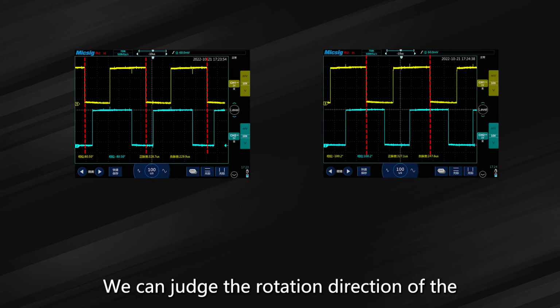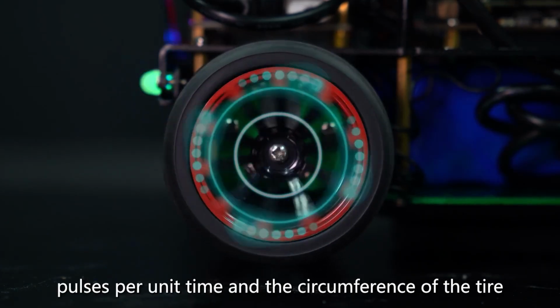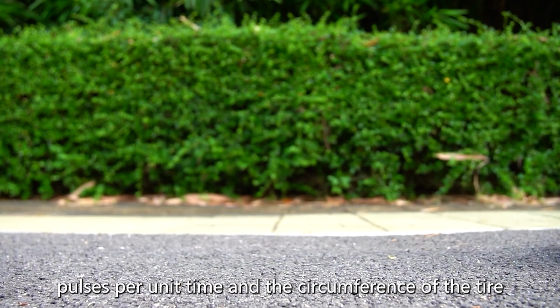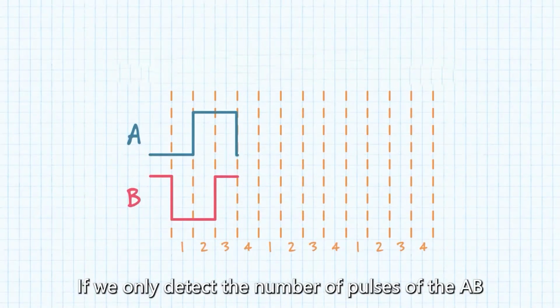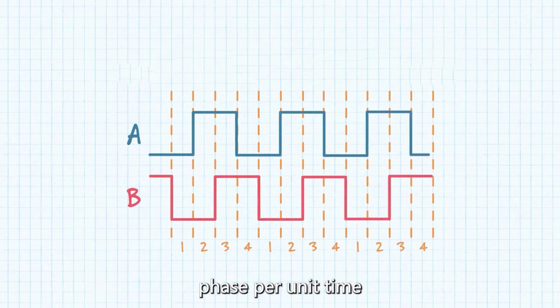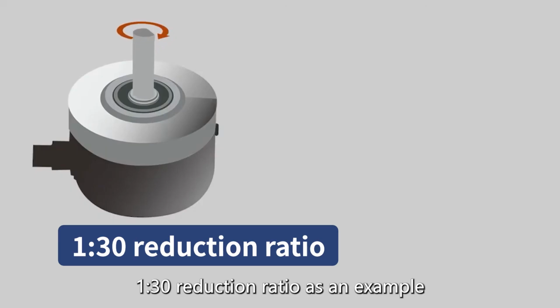We can judge the rotation direction of the motor according to their sequence. According to the number of signal pulses per unit time and the circumference of the tire, the current running distance of the tire can be calculated. If we only detect the number of pulses of the AB phase per unit time, we can also measure the current motor speed. Take a 30 reduction ratio as an example.